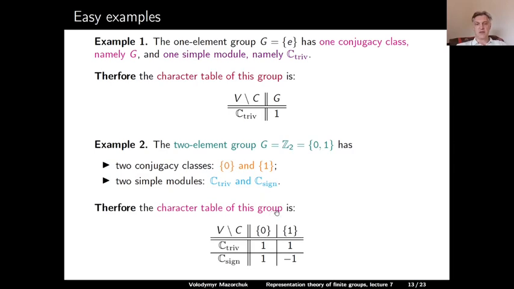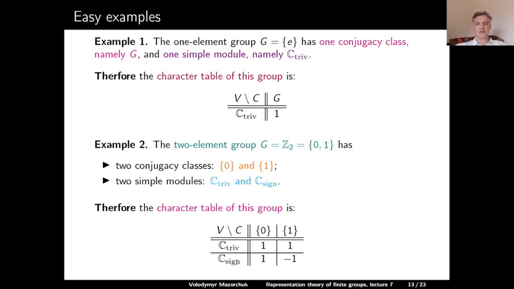So the character table of this group is as follows. Both simple modules are one-dimensional, and for one-dimensional modules, the module structure is exactly the character. So we have a 2 times 2 matrix, where the first row is 1, 1, this is the character of the trivial module, and the second row is 1, minus 1.